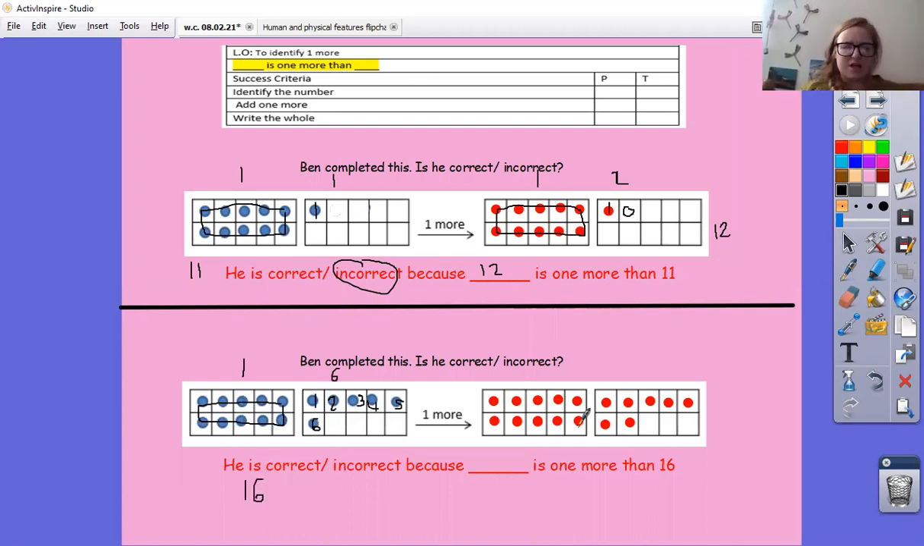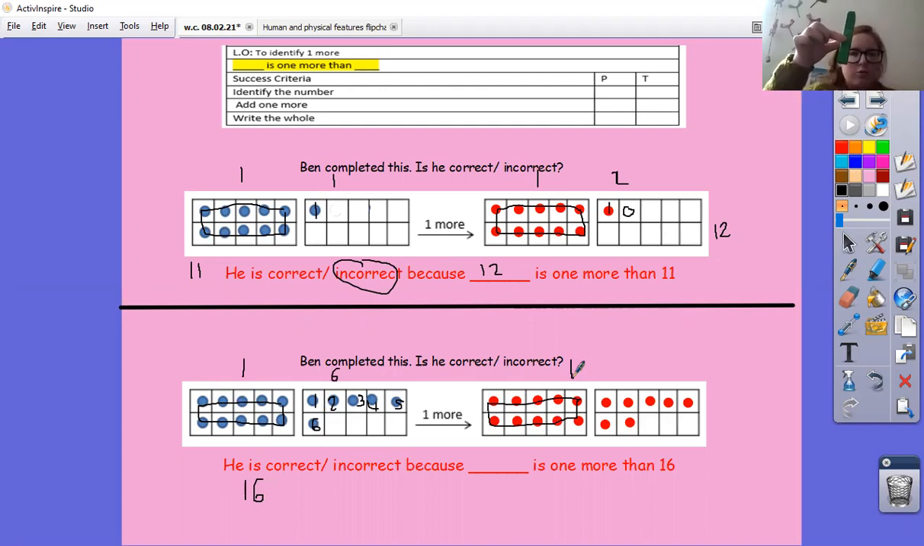We are wanting this number to be 1 more than 16. So let's check. Have we got 1 ten? Let's have a look. One complete tens frame here. Is this 1 ten? Yes, this is 1 ten. Brilliant. Now let's look at our ones. So we're looking for a number that has 1 more one than 6. So if I've got 6 counters, let's have a look. 1, 2, 3, 4, 5, 6.